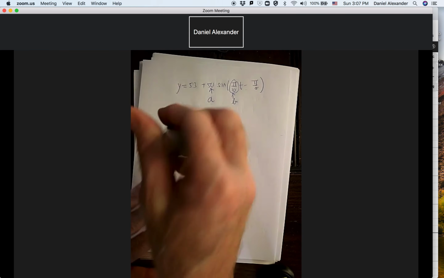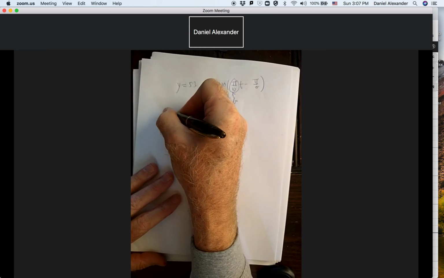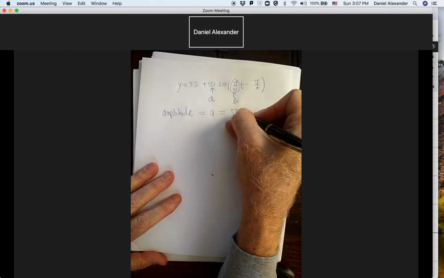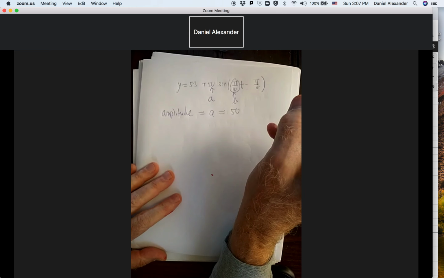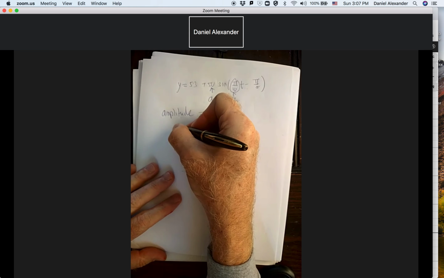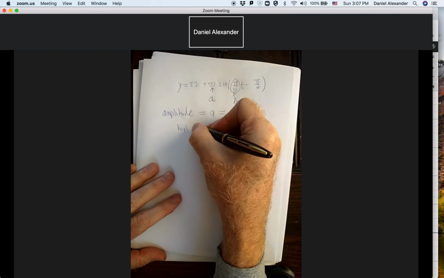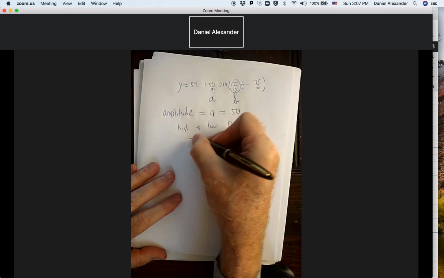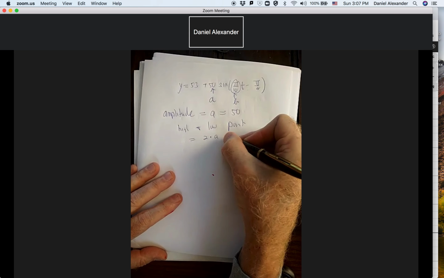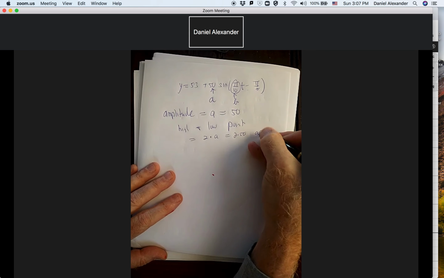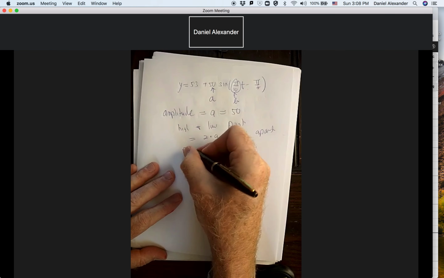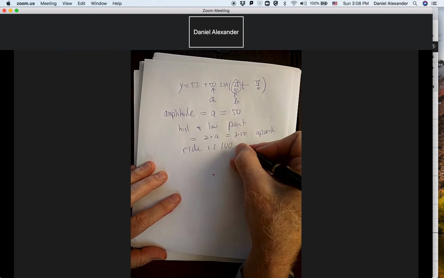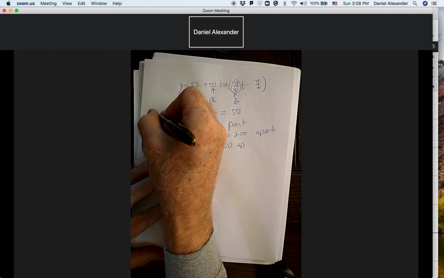Okay, so problem one is find the amplitude. Well, that's pretty quick. The amplitude equals A equals 50. And it says, well, what does the amplitude tell you about the ride? That means the high and the low point are 2 times A apart. So that tells you your ride is a 100 feet change. 100 feet. That's how much you rode up. Okay. That's the first question.